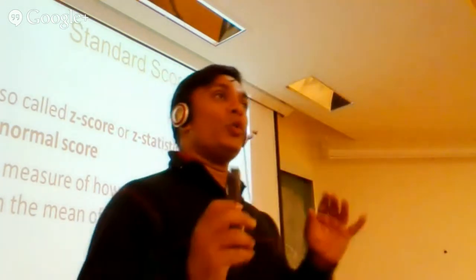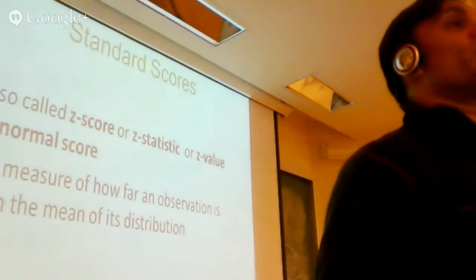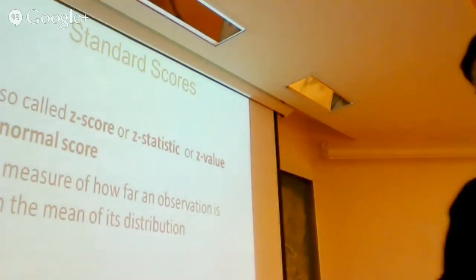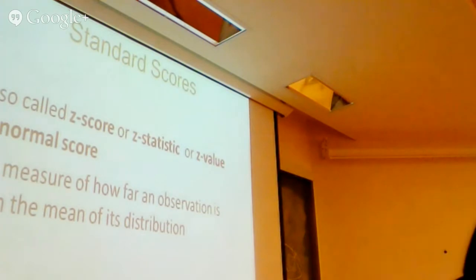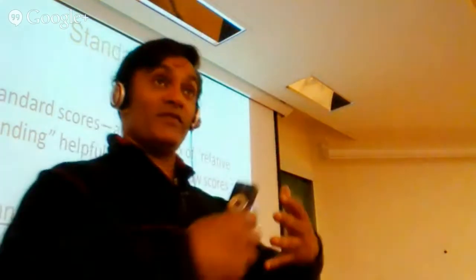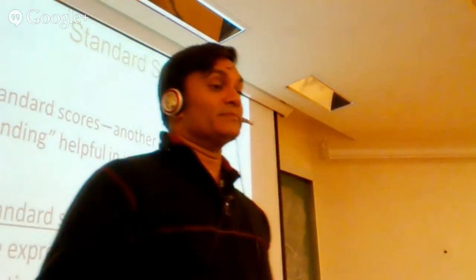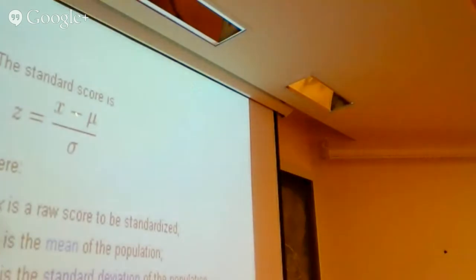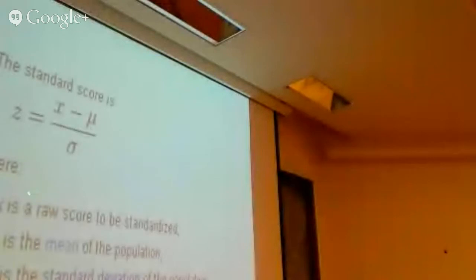So the z-score only has any meaning if you know the parameters of the reference population. If you know the mu, which is the mean, and the sigma, which is the standard deviation. So it's another measurement of relative standing, like percentiles. And here's a formula for it. Z is your value minus the mean, divided by the standard deviation. X is the raw score to be standardized, mu is the mean of the population, and sigma is the standard deviation of the population.